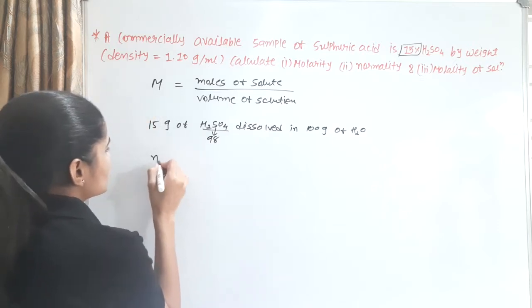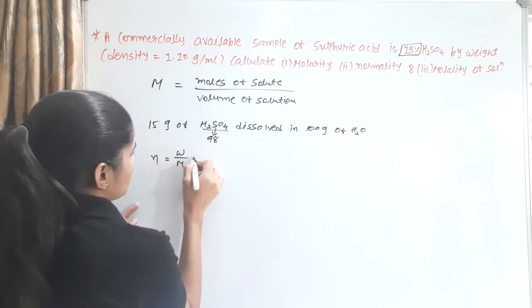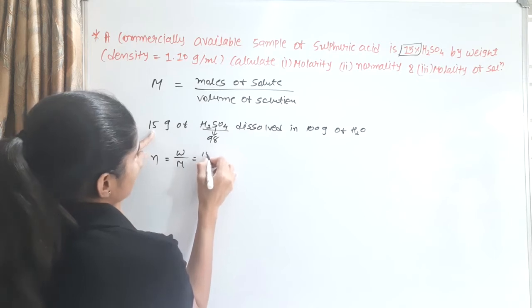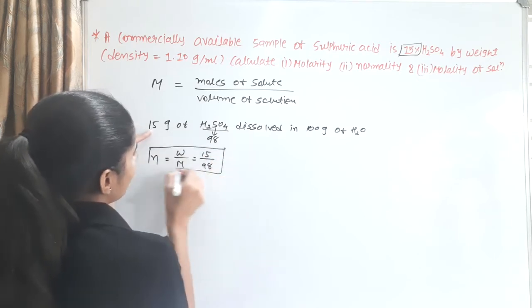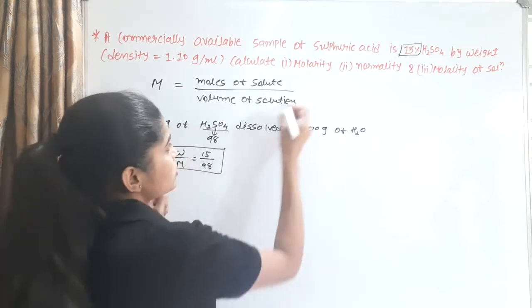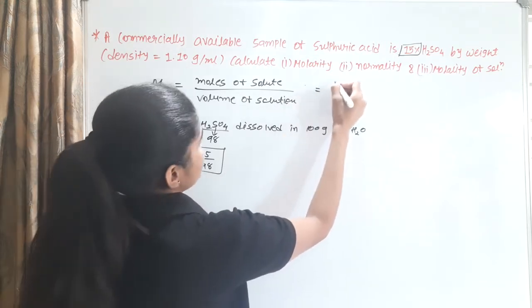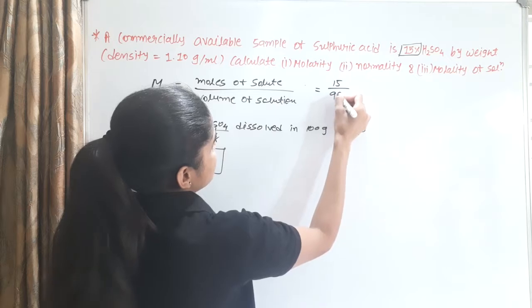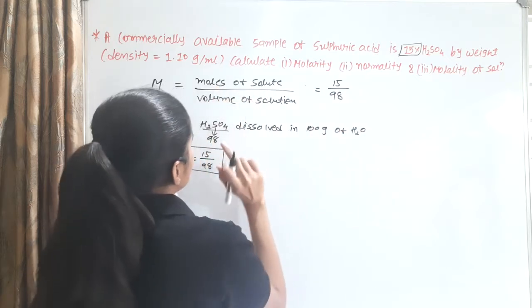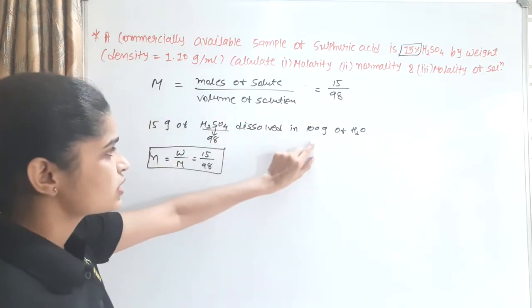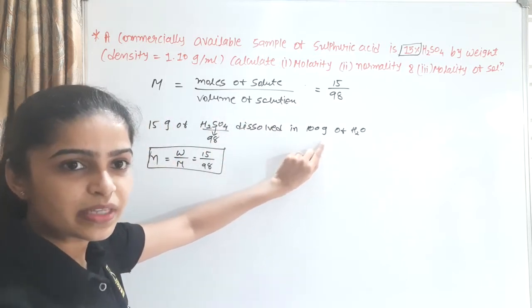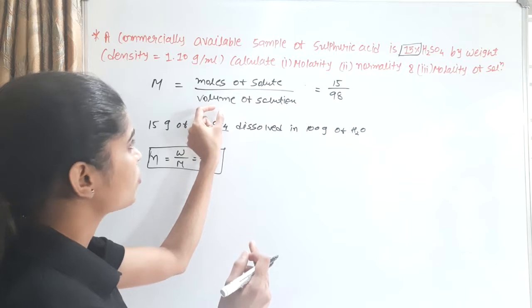So how do we find the moles? Moles is equal to weight upon molar mass. H2SO4 weight is 15 gram divided by 98, so moles is 15 by 98. This is the moles of solute. Then find out the volume of solution. The 100 gram given is the mass, but we need to find the volume.